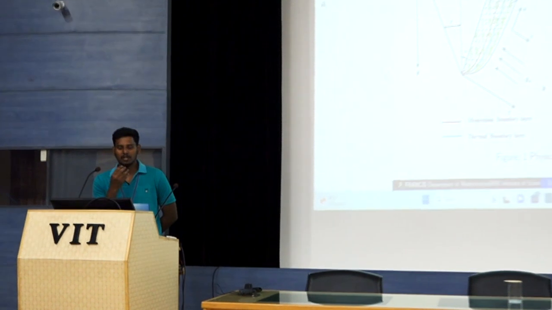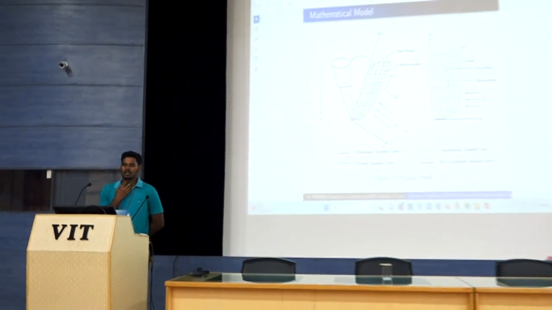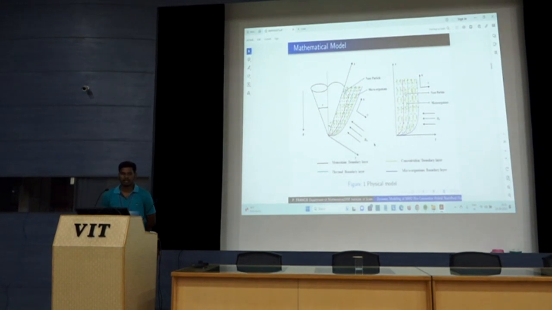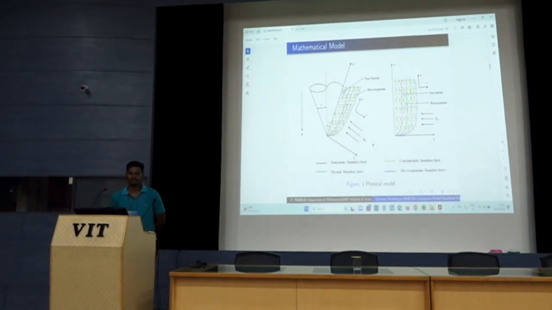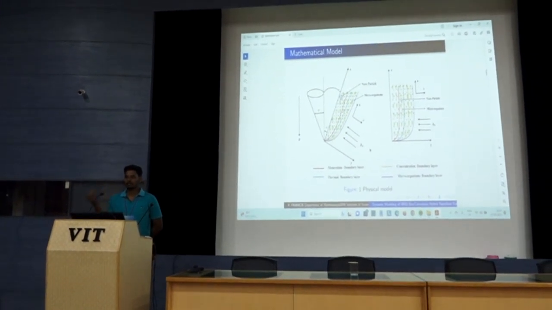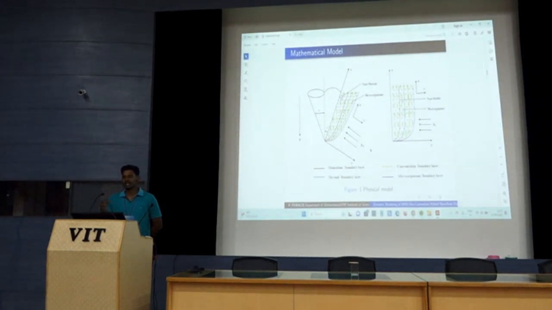So this is our model. I have taken two geometries: one is a cone and the other is a vertical plate. Our novelty is that we have a heated cone and plate submerged in the fluid, and we are investigating how heat and mass transfer happen in the fluid. The fluid contains microorganisms, which we call bioconvection.